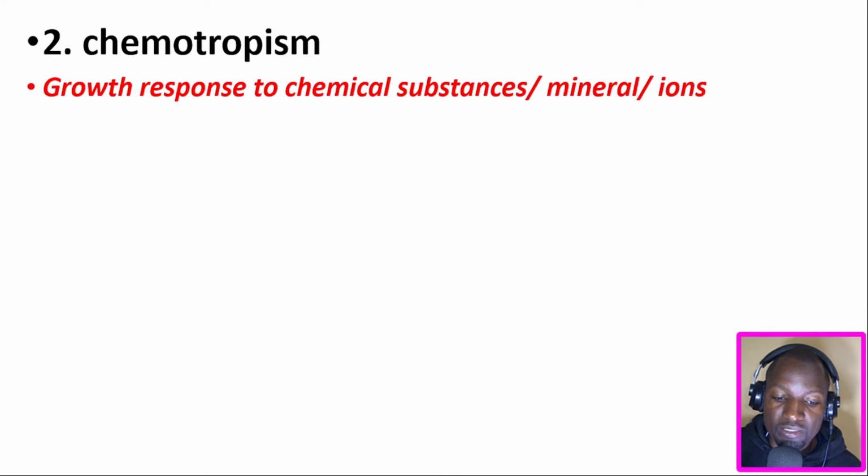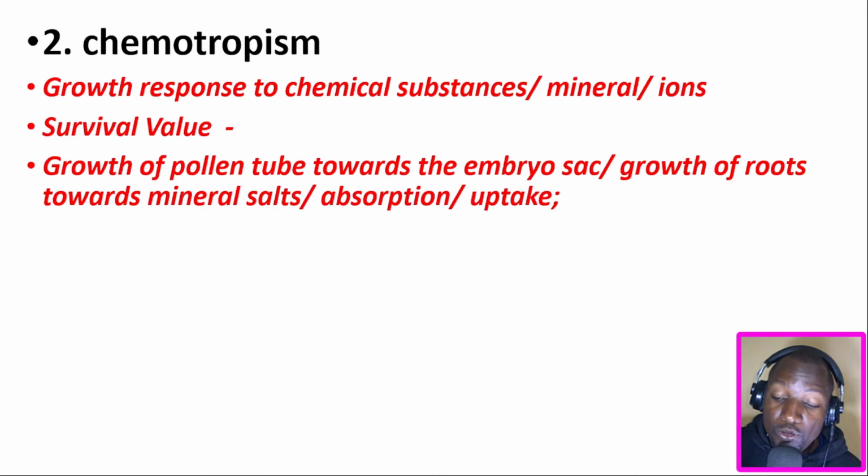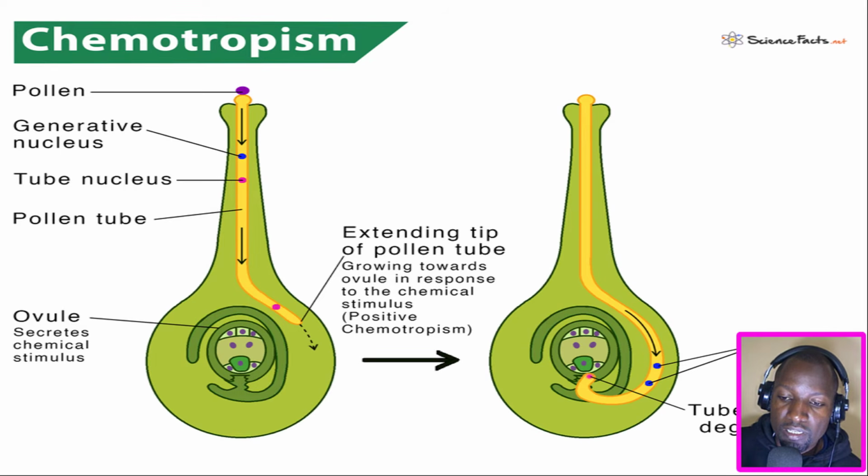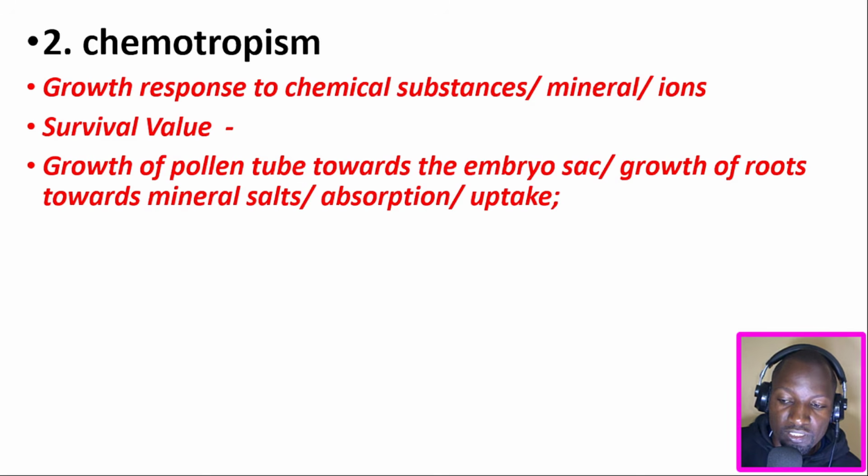Number 2 is chemotropism. Now, this one is a growth response to a chemical substance, minerals or ions. An example is the growth of the pollen tube towards the embryo sac, and also the growth of roots towards mineral salts. And this one is for absorption and also for uptake.